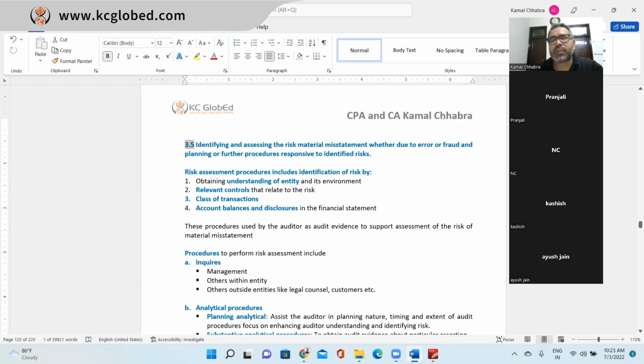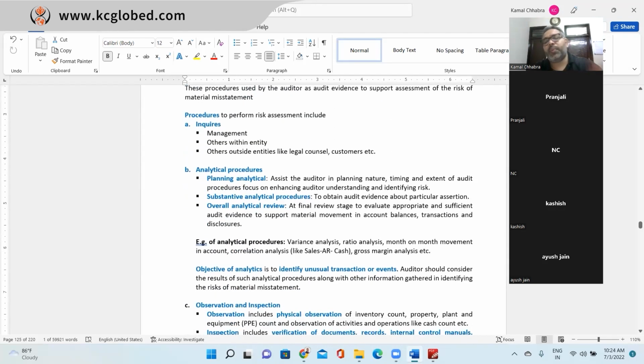That is the first thing: you need to build an understanding of the overall financial reporting framework and the entity's environment, which includes their legal and regulatory environment as well. Then these procedures are used by the auditor as audit evidence to support the assessment of the risk of material misstatement. So what procedures will you be performing for the risk assessment?